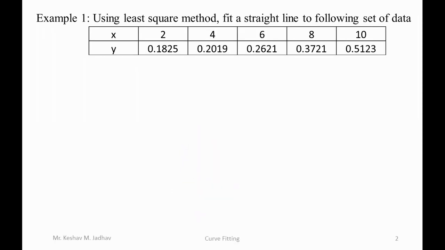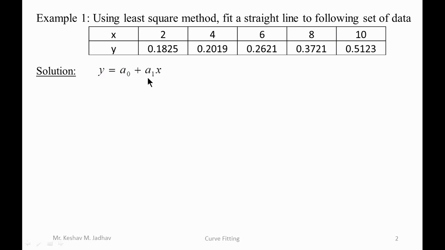So, first we will solve an example based on the least square method to fit a straight line. The example is like this. Using the least square method, fit a straight line to the following set of data. Here x values and respective y values are given, and we have to fit a straight line equation. This is the equation of a straight line. Fitting the given data to a straight line equation means we have to find the values of a0 and a1.